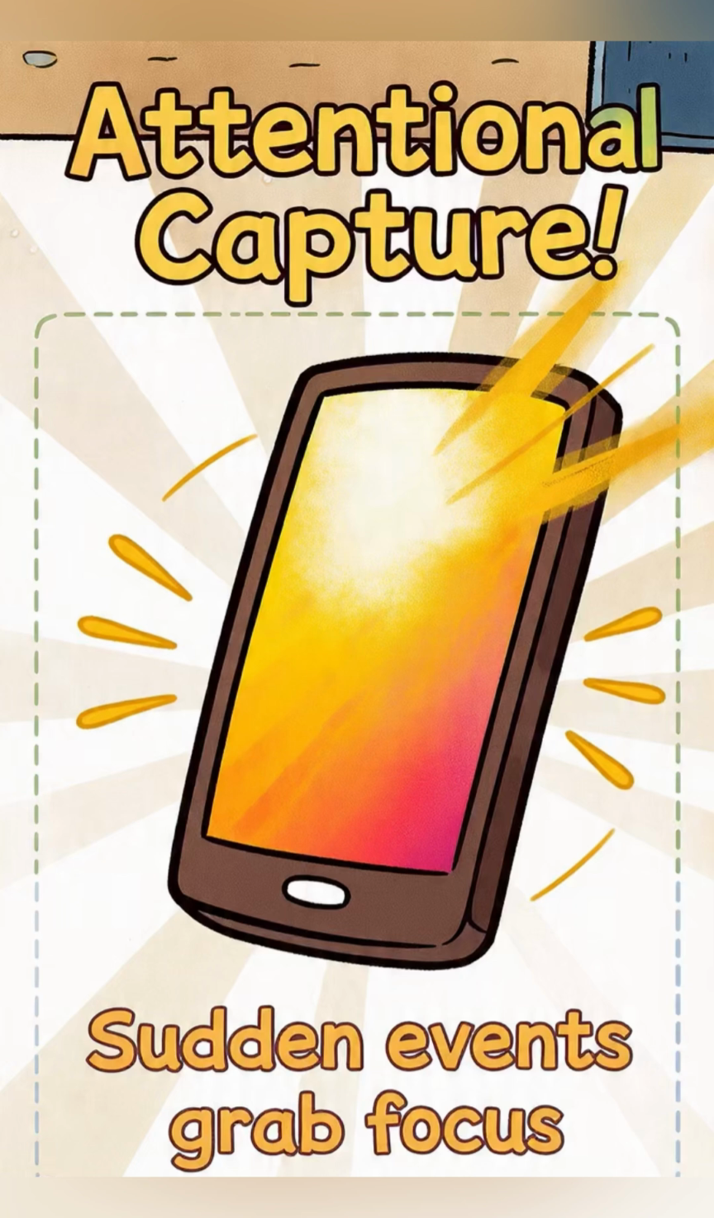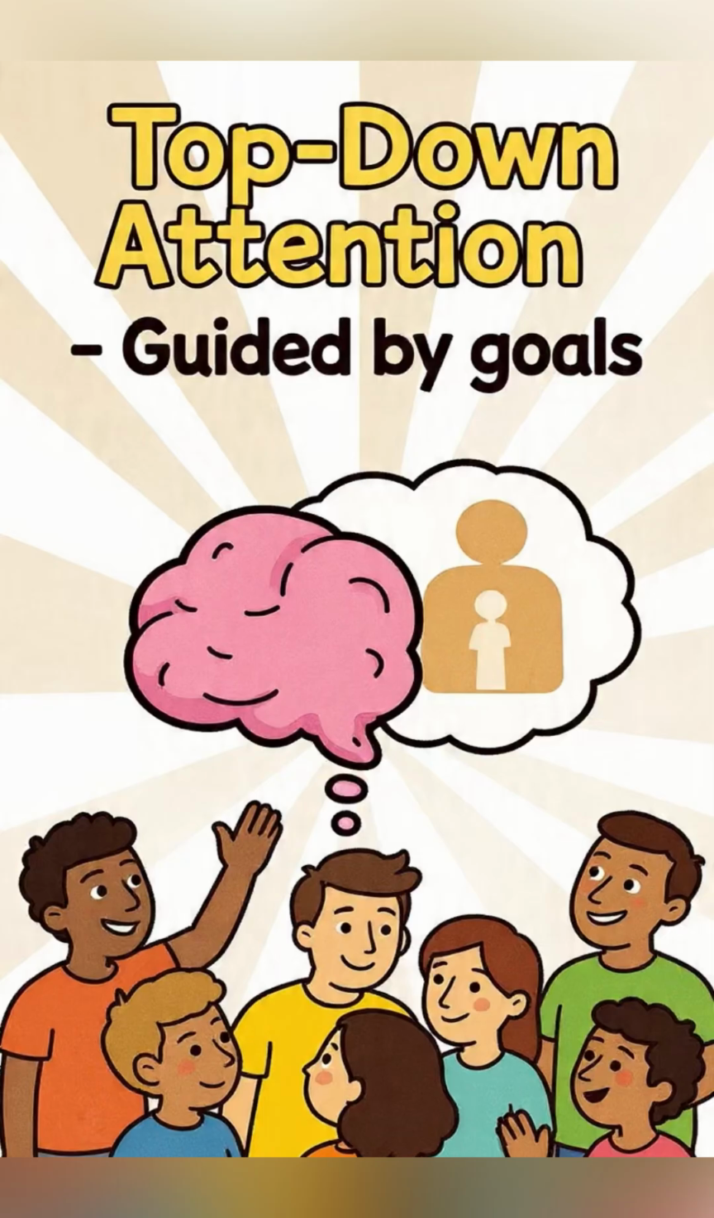How attention is captured and controlled. Attentional capture. Sudden events grab your focus. A screen with glowing notifications demonstrates attentional capture, where unexpected or salient stimuli involuntarily draw focus, often overriding the current task.